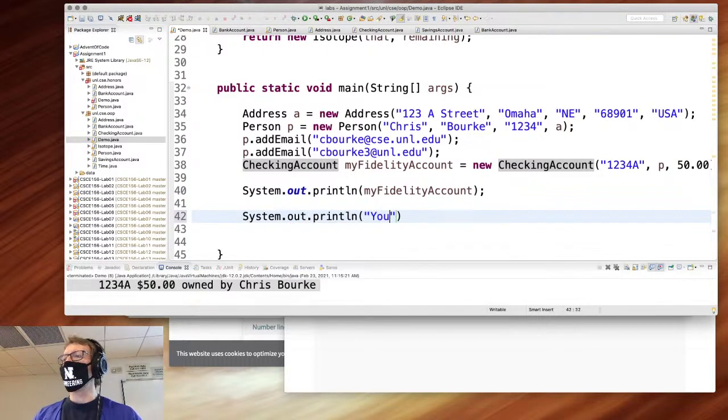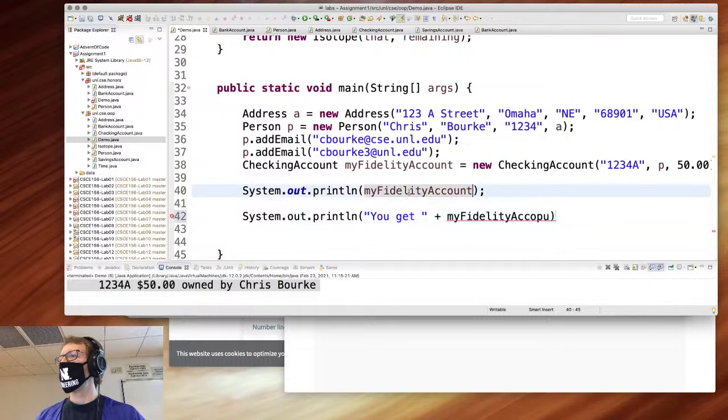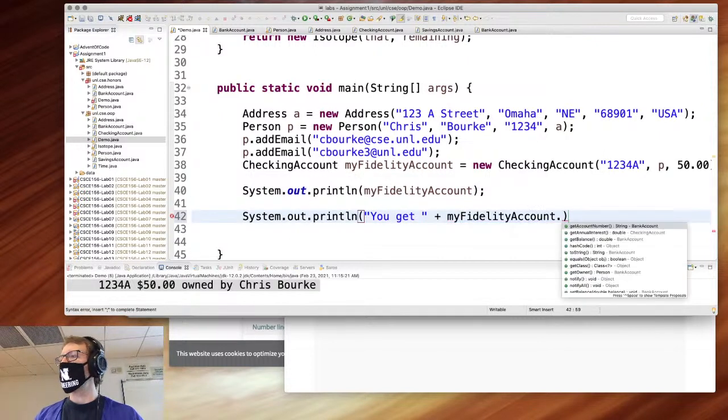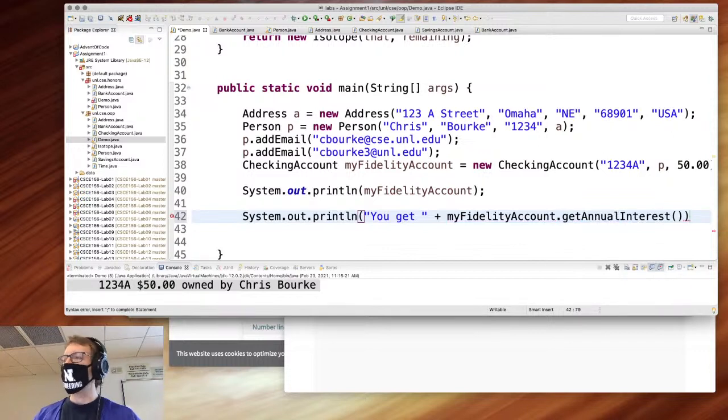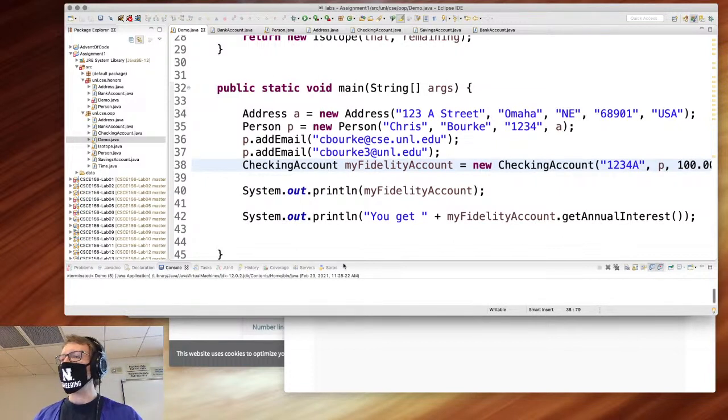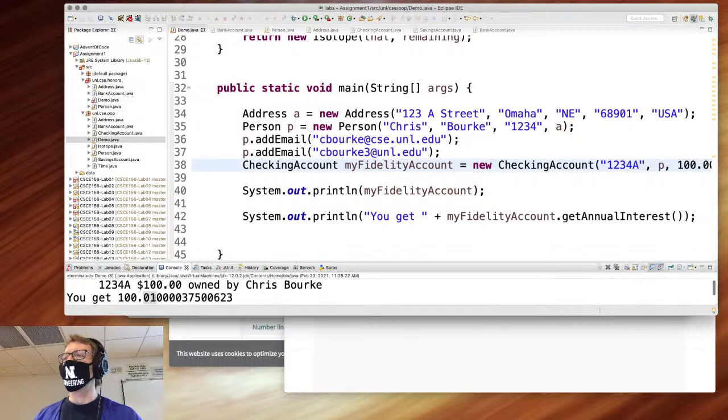System.out.println you get plus my Fidelity account dot... why type when you can just copy paste? Don't do that in general. Get annual interest. There we go. So this is a checking account with only 50 bucks in it. Let's make it $100 just so that the math is more easily verifiable. And I get a whopping 1 cent out of that, right?